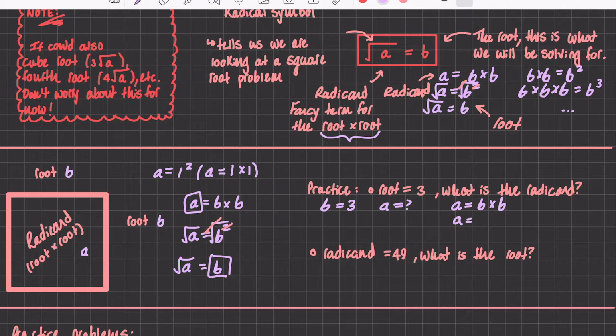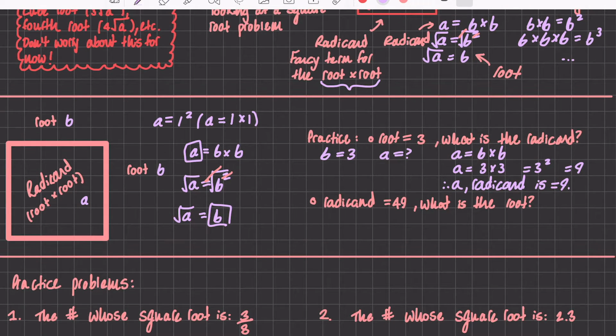Therefore, a is equal to 3 times 3, which is also equal to 3 squared, which is equal to 9. Therefore, the radicand a is equal to 9. The next problem here is solving for a different thing. We're solving for the root instead, but it's the same set of steps.